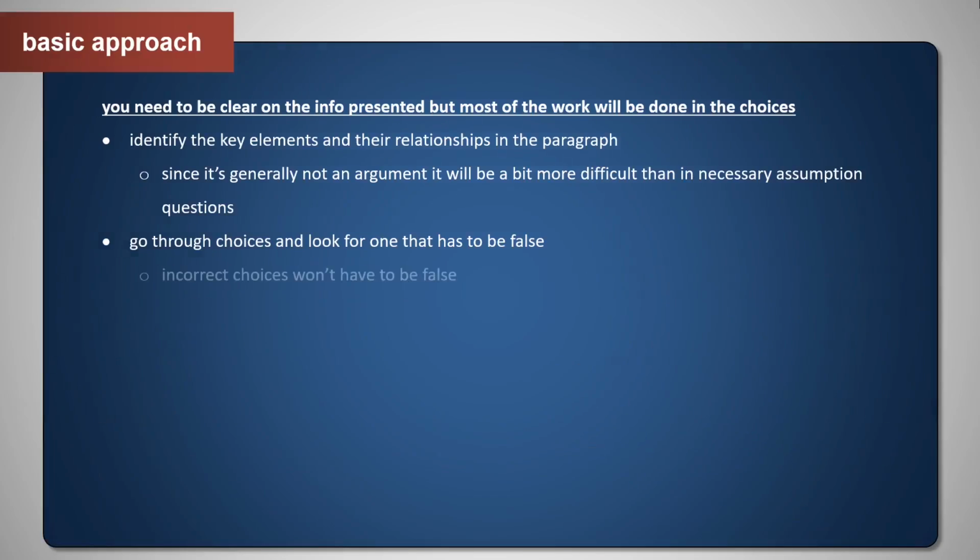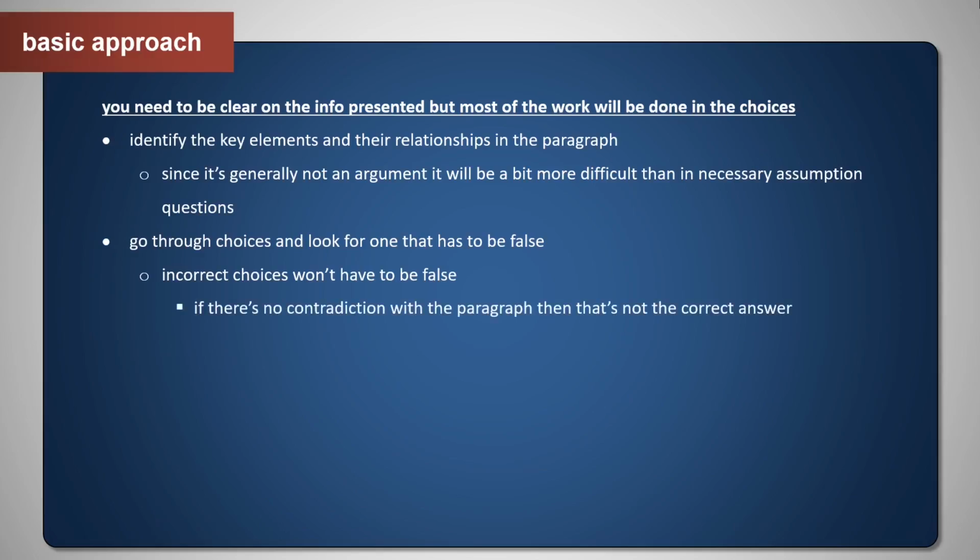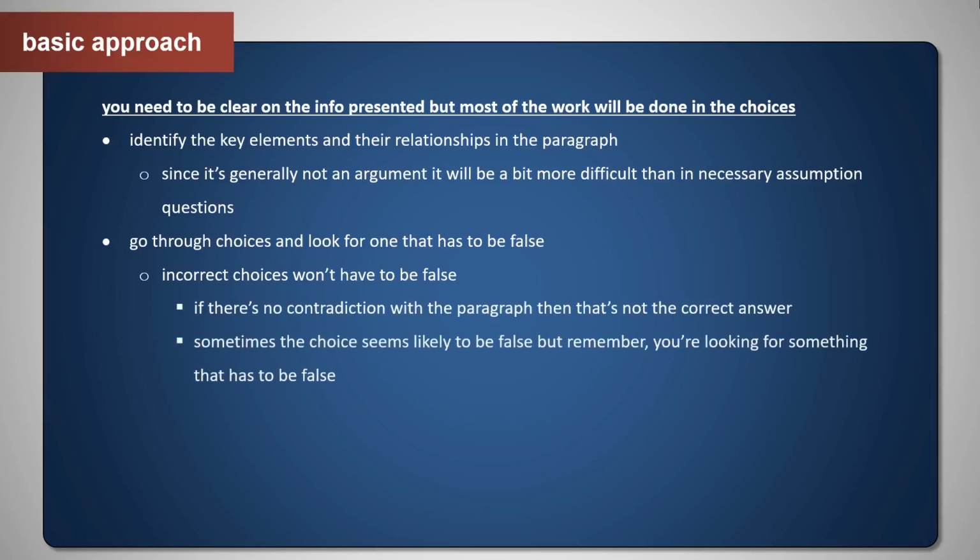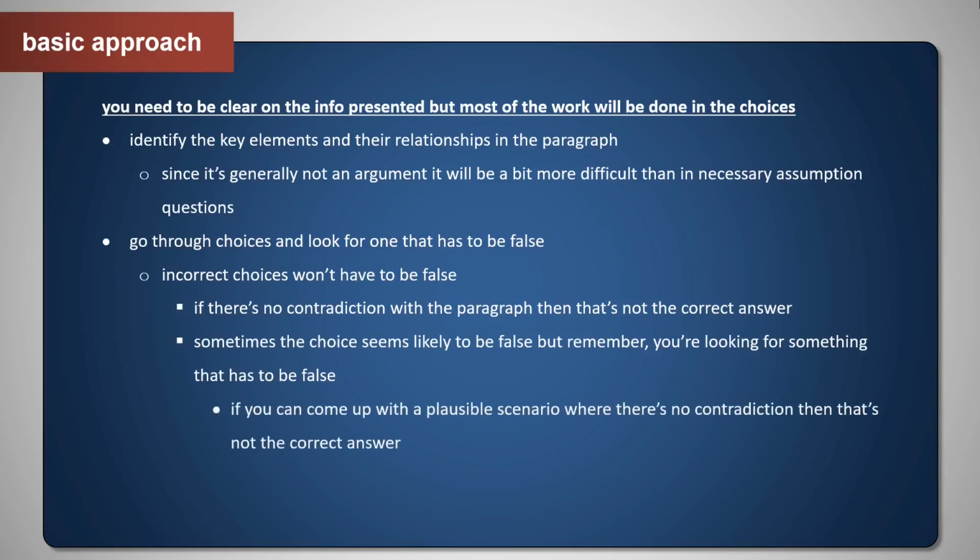However, the incorrect choices won't have to be false. So if there's no contradiction with the paragraph, then that's not the correct answer. Now, sometimes the choice seems likely to be false, but remember, you're looking for something that has to be false. If you can come up with a plausible scenario where there's no contradiction, then that's not the correct answer. So the incorrect choice could also have to be true or be irrelevant. Remember, you're looking for something that has to be false, where there is inevitable contradiction.